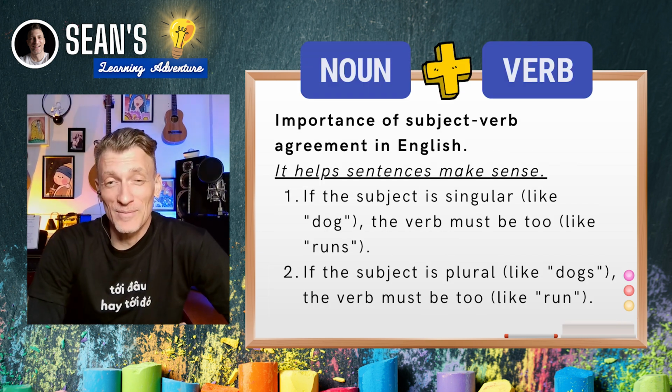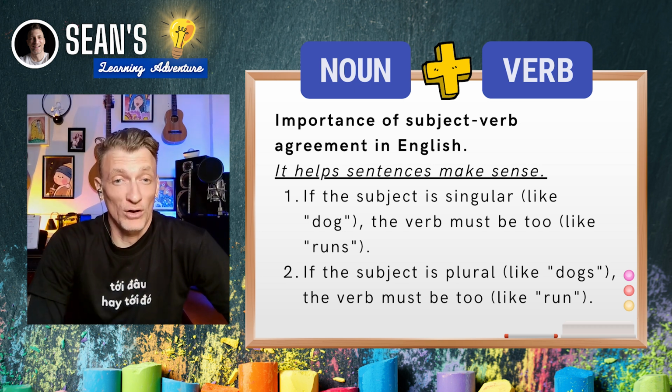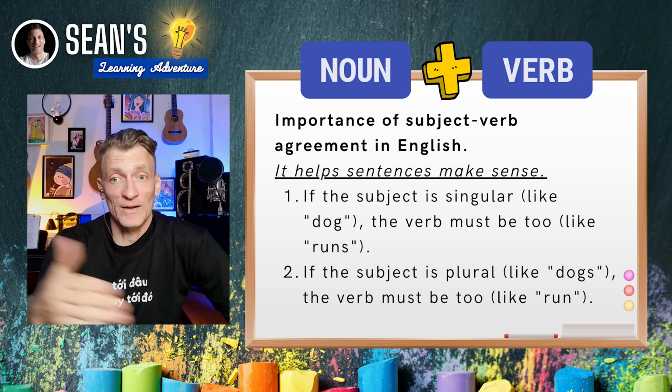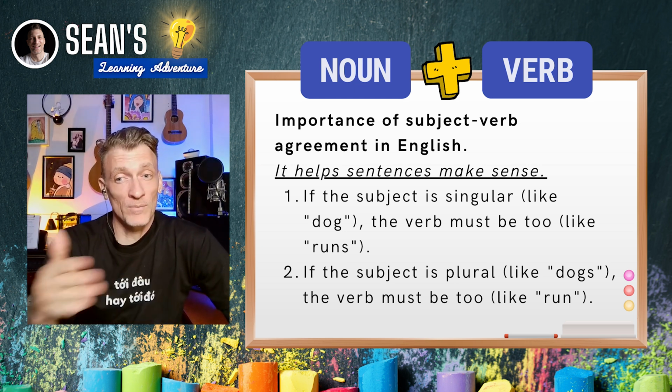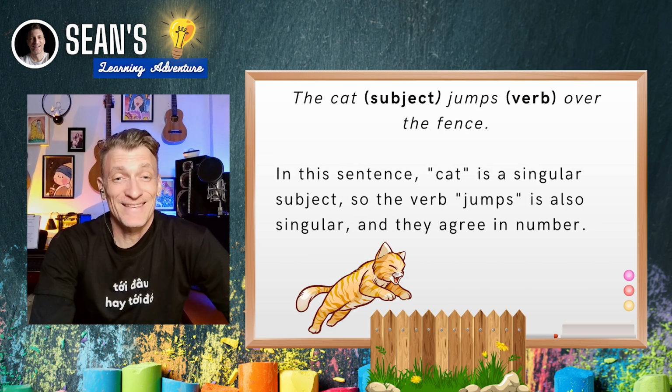Now we have to talk about the importance of subject-verb agreement in English. It helps the sentence make sense. If the subject is singular, like dog, the verb must be too, like runs. The dog runs. If the subject is plural, like dogs, the verb must be too, like run. The dogs run.